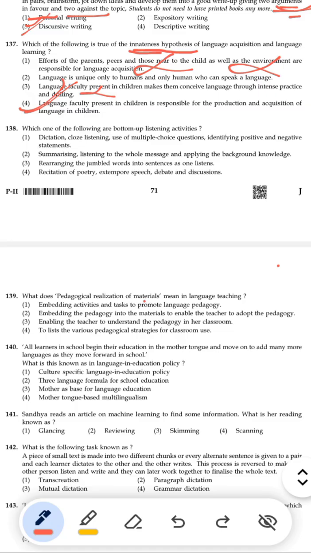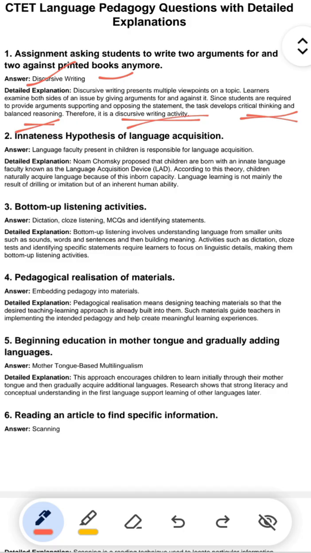Let's see the explanation for this answer. In the innateness hypothesis of language acquisition, a very important concept is the LAD, or language acquisition device. This device is already present in our body, in our brain. This was proposed by Noam Chomsky. He said that children are born with an innate language faculty known as the language acquisition device, LAD. According to this theory, children naturally acquire language because of this inborn capacity. Language learning is not mainly the result of drilling or imitation, but of an inherent, genetic or natural human ability. So this is nothing but the innateness hypothesis of language acquisition.